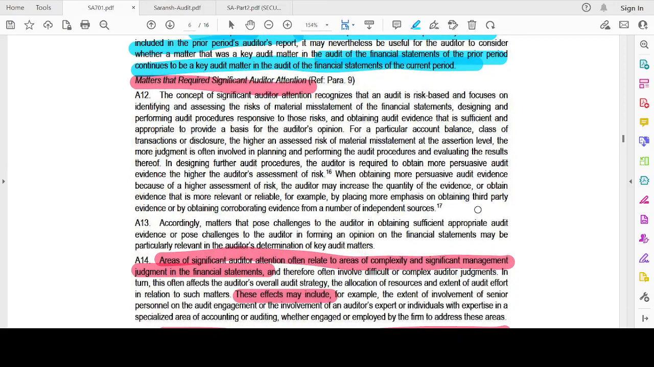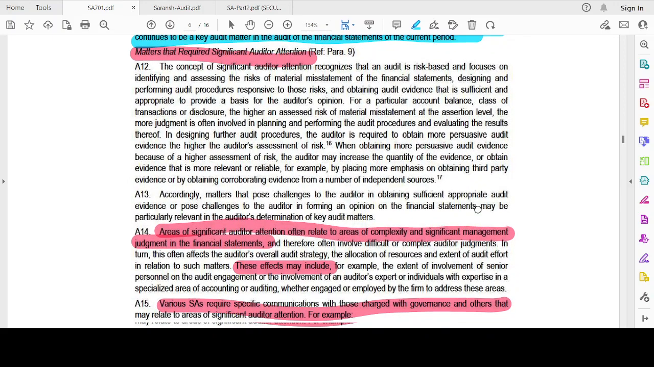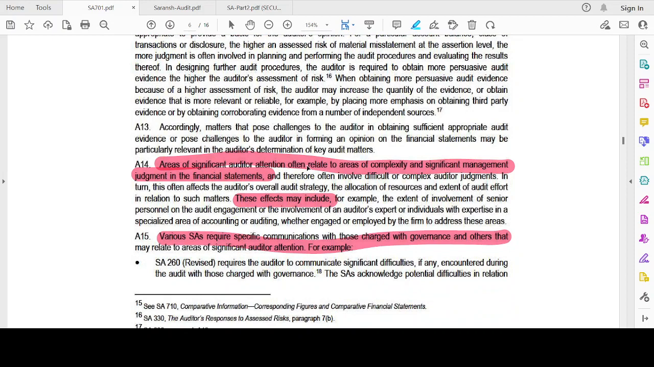Okay, matters that require significant auditor's attention. See, areas of significant auditor attention often relate to areas of complexity and significant management judgment in the financial statements, and therefore involve difficult or complex auditor's judgment. In short, this often affects the auditor's overall strategy, the allocation of resources, and the extent of auditor's effort in relation to the matters. These effects may include the extent of involvement of senior personnel on the audit engagement or the involvement of an auditor's expert and individuals with expertise in a specialized area of accounting or auditing, whether engaged or employed by the firm to address these areas.